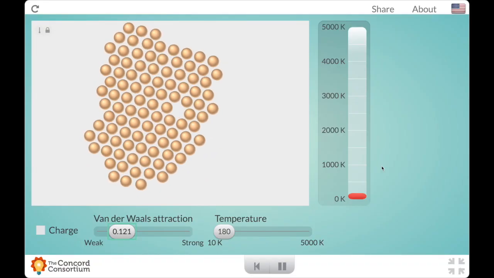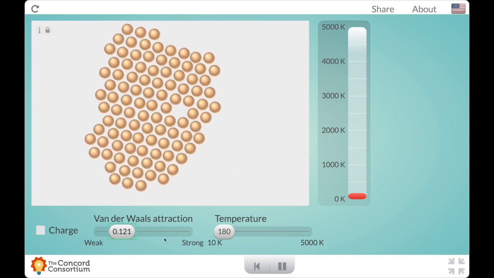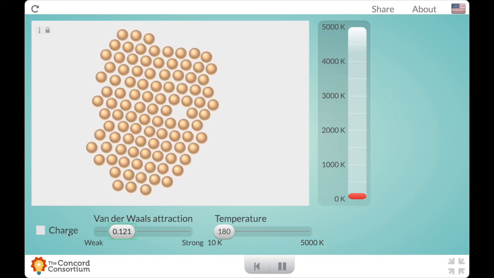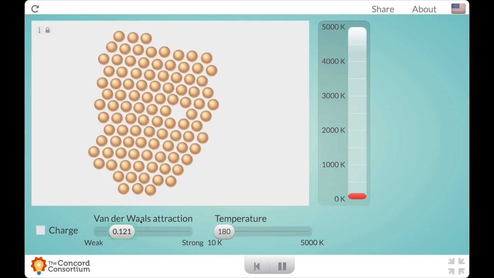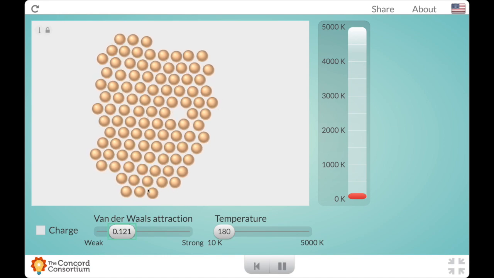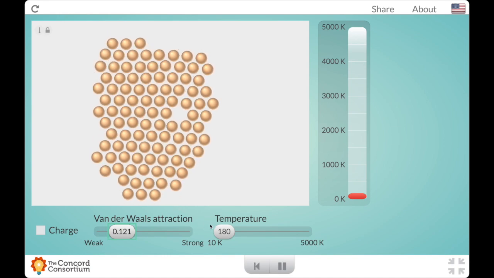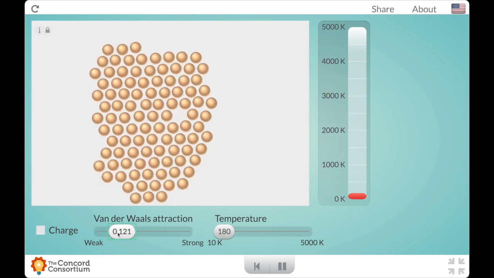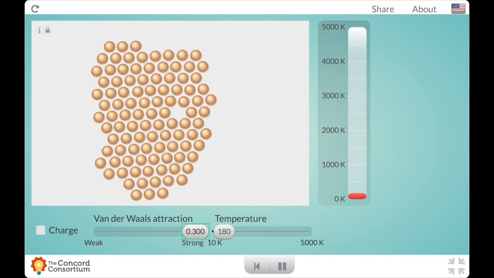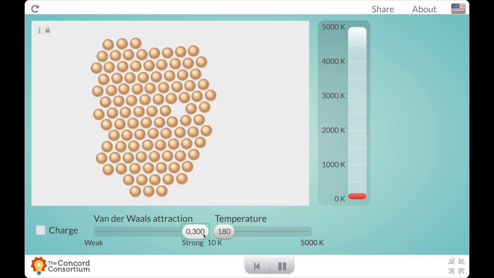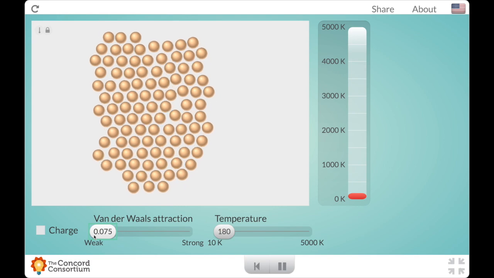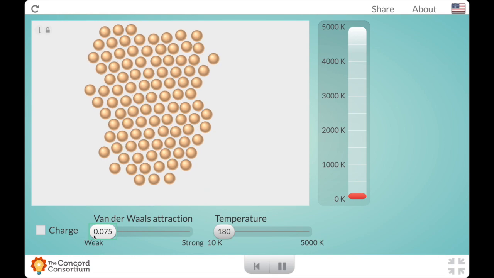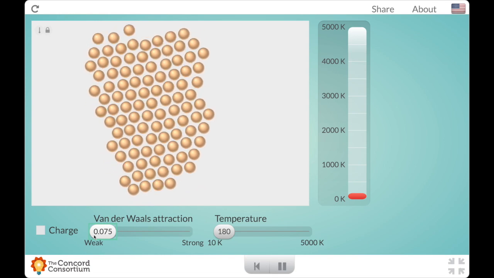This is a really cool simulation about solid crystals. Note that there are a couple of things I'm going to click on. I can have my charge, I can have my van der Waals attraction, which is the attraction between the actual molecules. And I can also talk about the temperature as well. So all of those have something to do with it. Now, if I change the van der Waals attraction, you notice that they become more ordered and they become closer together. And now if I make them weaker, they're not attracted to each other as much, so they can move around maybe just a little bit and wiggle just a little bit.